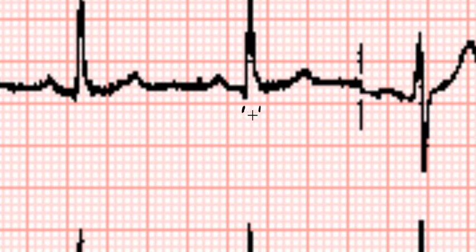Now the QT interval, Q is here and T is here. It is almost 9 small squares, almost 0.36 seconds, so it's also normal. So all the intervals are completely normal.